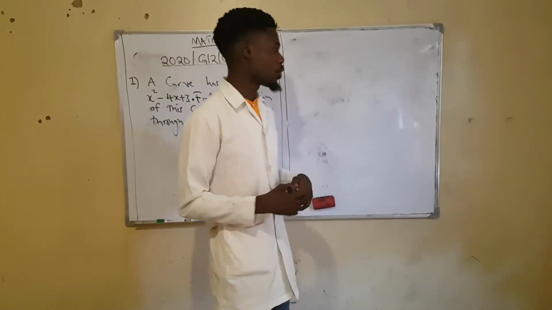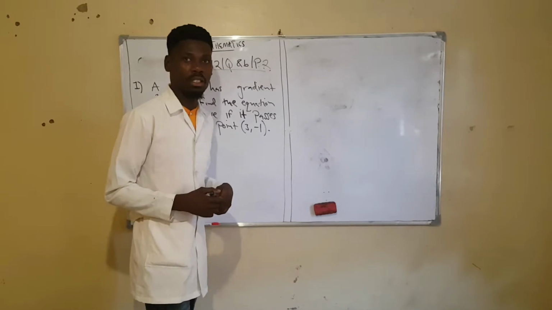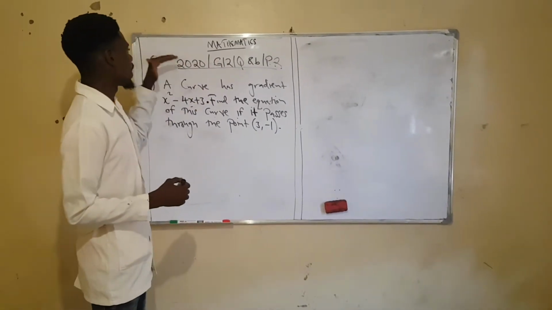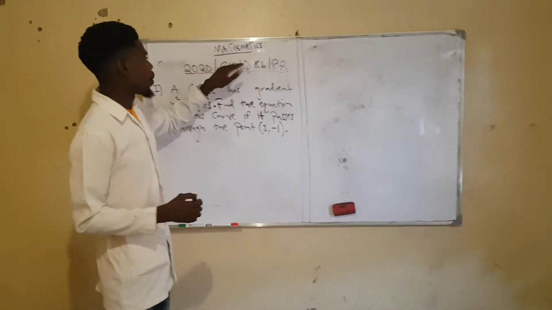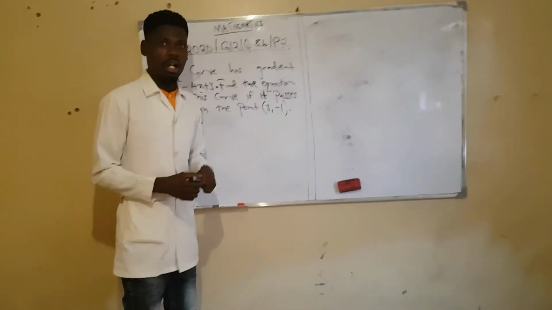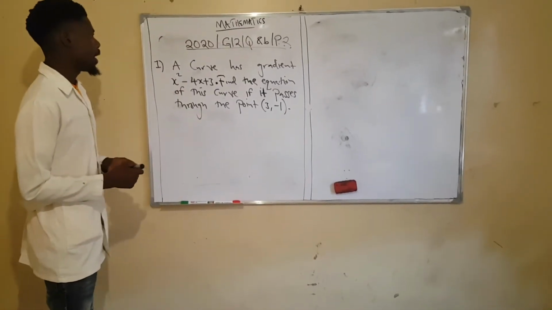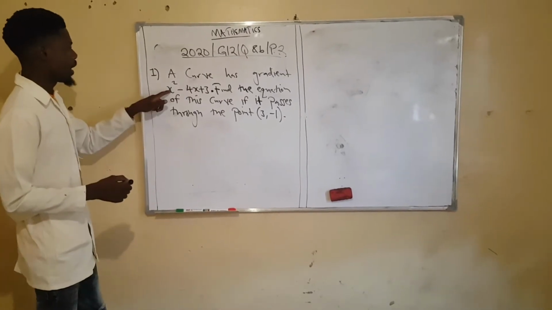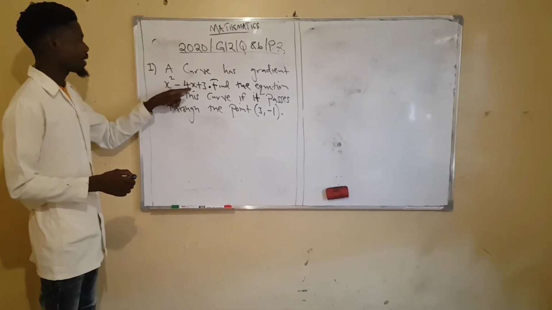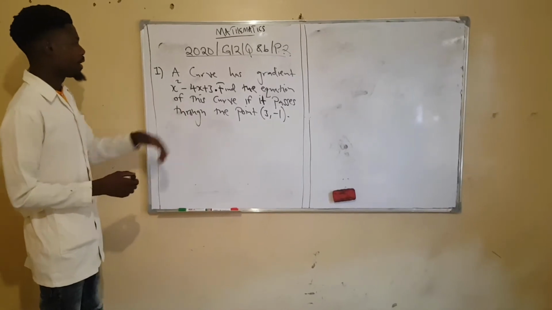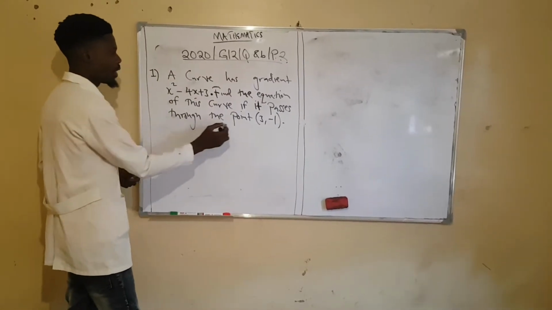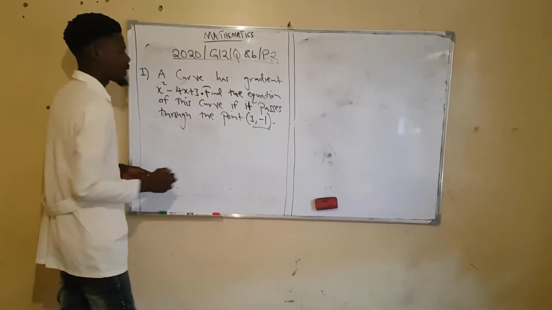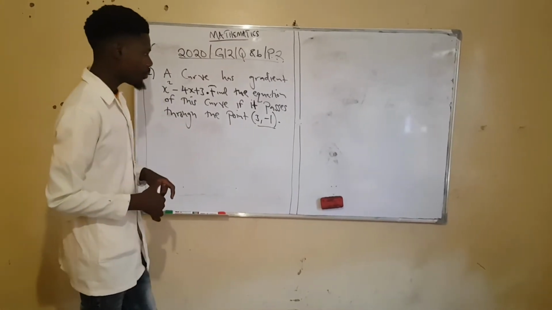So today I'll be solving a question on calculus. Specifically, this is an examination question, 2020 Grade 12 Paper 2, question 8b. And the question is: a curve has gradient x squared minus 4x plus 3. Find the equation of this curve if it passes through the point (3, -1).